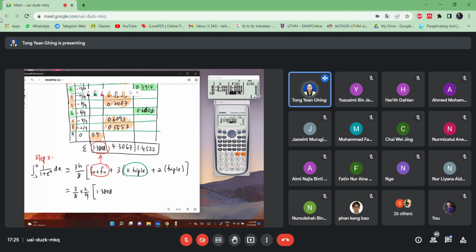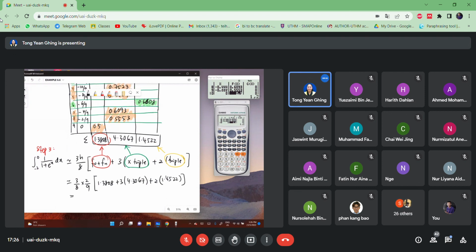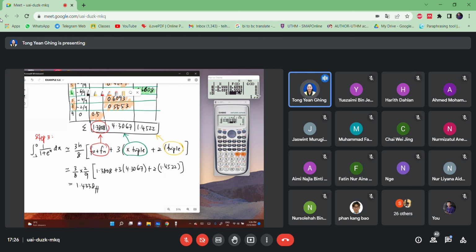And this value is this one. So plus 3 times 4.3067 plus 2 times, this one actually is this value, 1.4522. So you will get 1.4338. Same as just now, right? Is it the same? With just now, 1.4338. Same. So you get it. Okay.